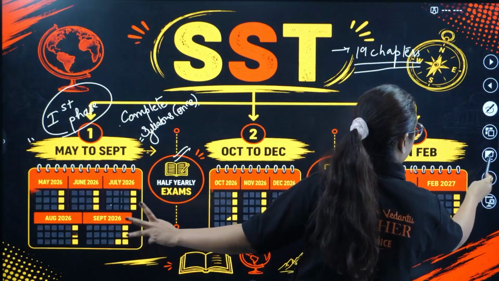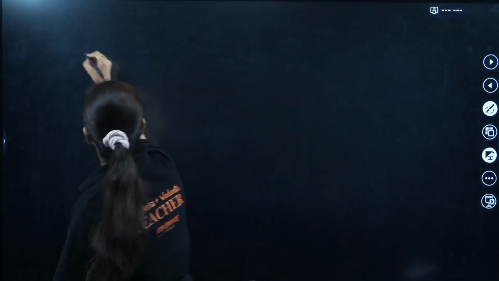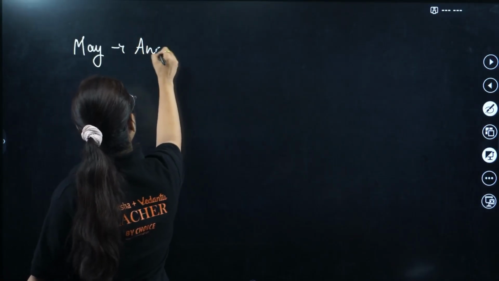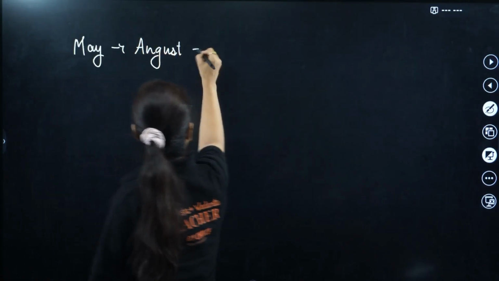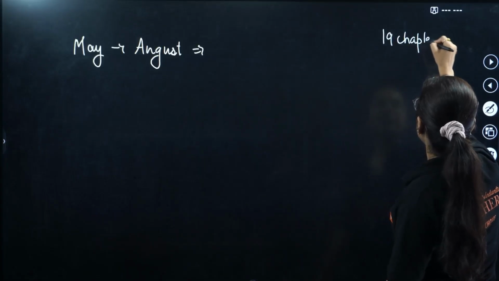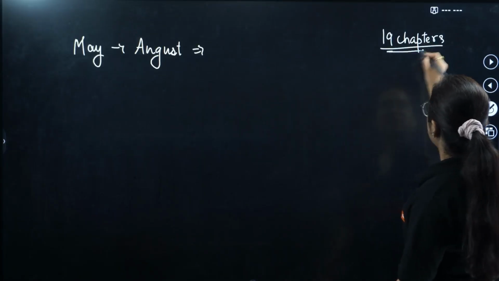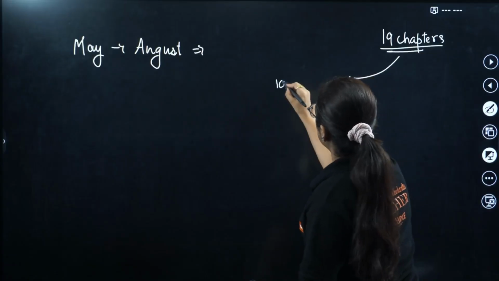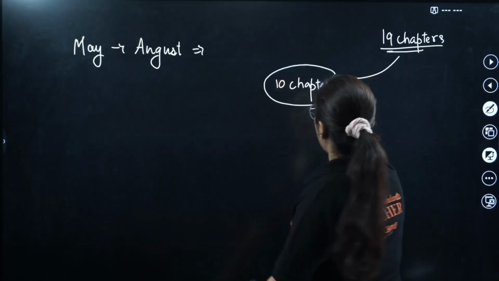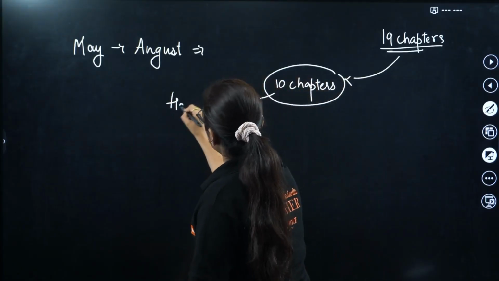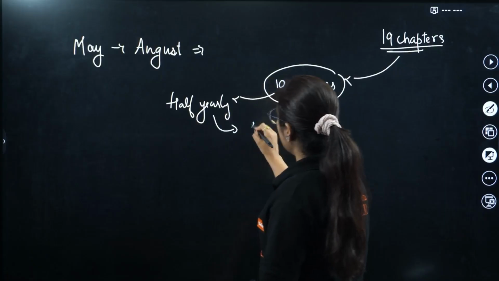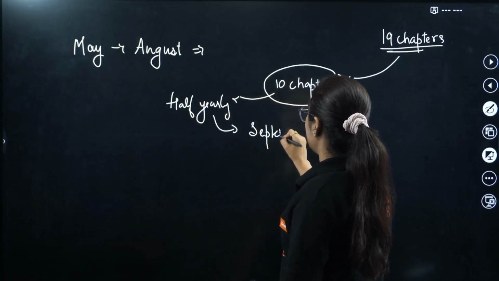Okay, so now this is your month of May and we are talking till the month of August, right? You know there are 19 chapters in SST, right? Among these 19 chapters, for sure 10 chapters will come in your half yearly exam, and when is your half yearly exam going to happen?